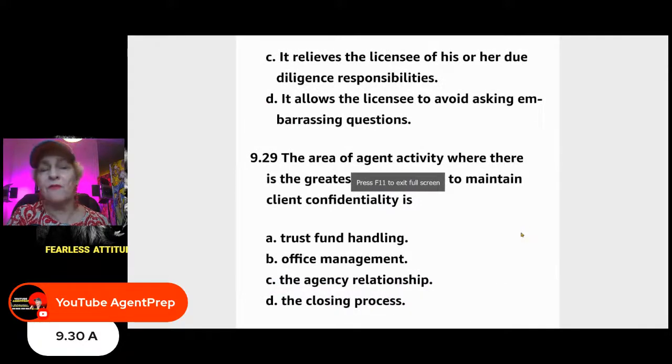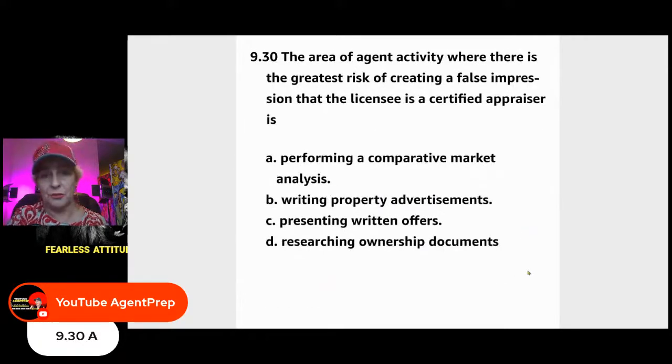I recommend looking for books that explain the answers. And that's why I recommend the ones that are in the description below.